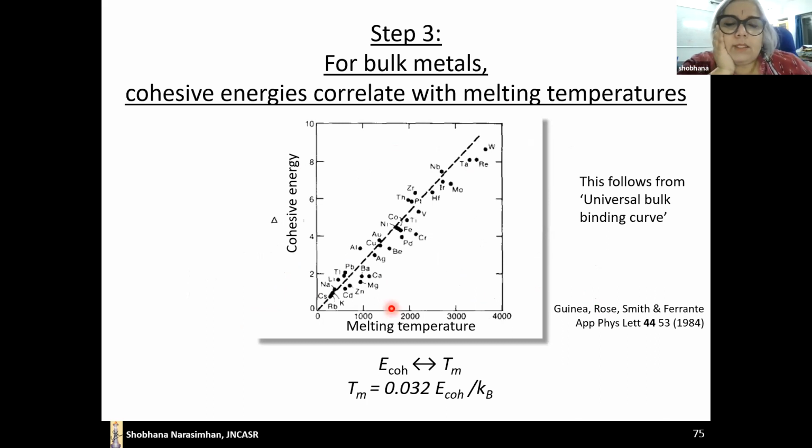Now we want the third step, for the cohesive energies to correlate with the melting temperature. This is actually well known in the literature. It follows from something called the universal bulk binding curve. So this is not our result. This is known in the literature from quite a long time ago, from 1984, that if you plot the cohesive energy versus the bulk melting temperature, you get roughly a straight line, and it's given by this equation.